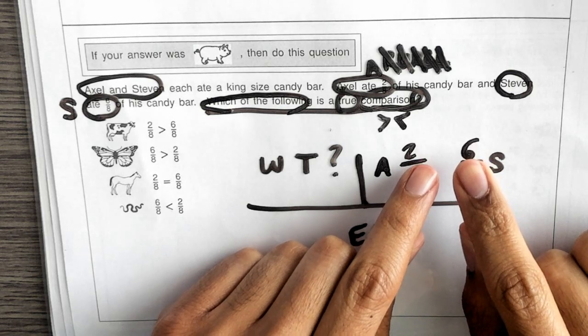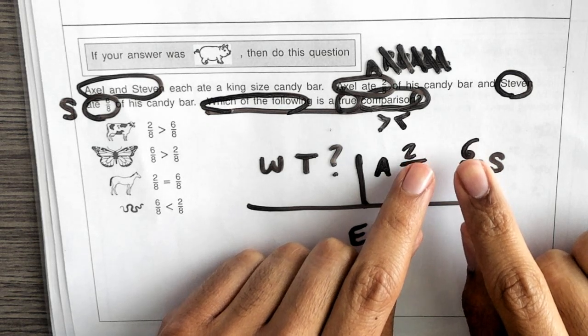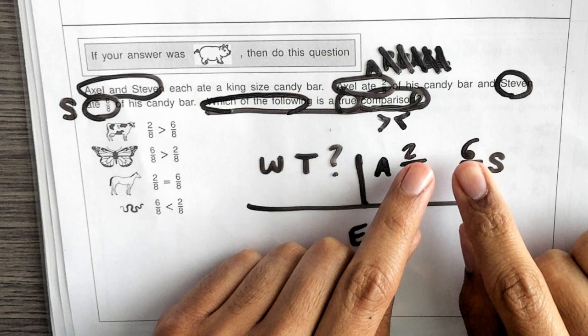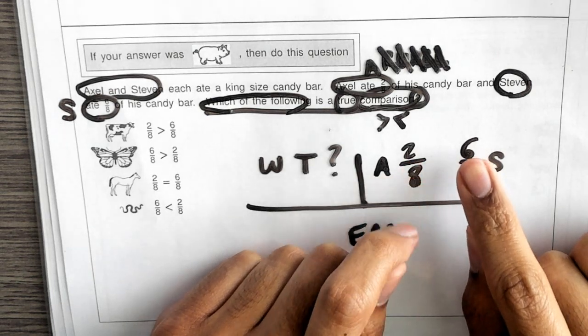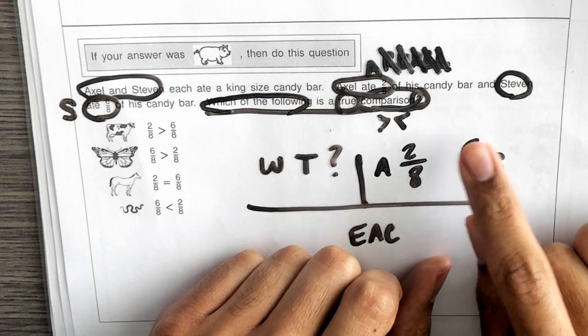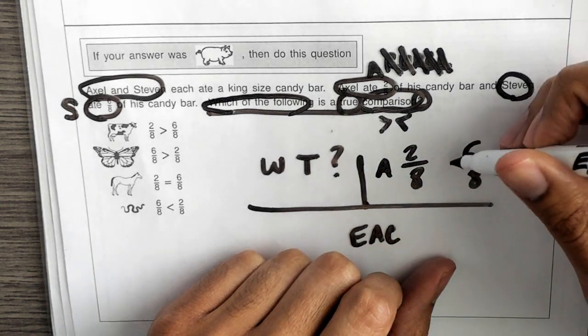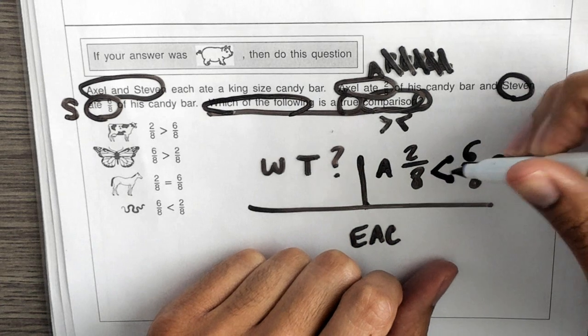And it kind of goes along with the song that I taught you guys too. The numerator shows which is greater. Which one is greater, 2 or 6? 6 is greater. So this is going to be the bigger fraction. And the bigger fraction gets the biggest number of dots.